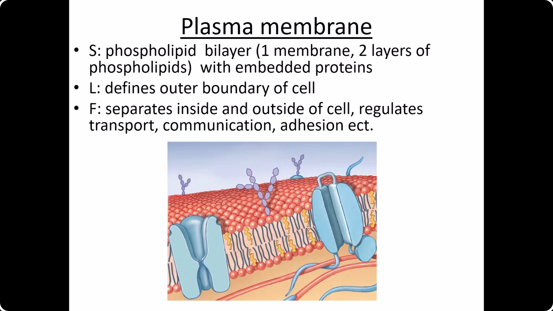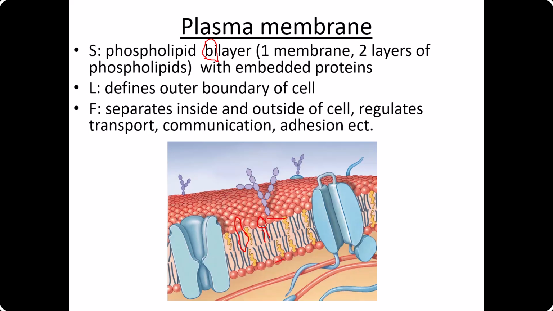It is made up of 2 layers of phospholipids. It's a phospholipid bilayer. That bi means 2, right? So it's one membrane, but 2 layers of phospholipids. Remember we talked about phospholipids previously. So they have this hydrophilic head region and hydrophobic tail region, and there's 2 layers of those phospholipids there.